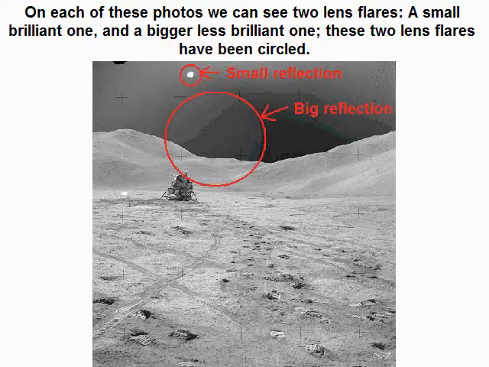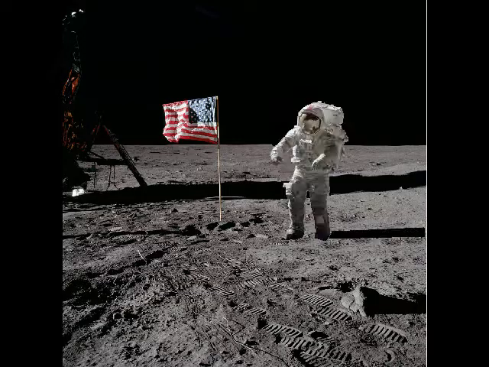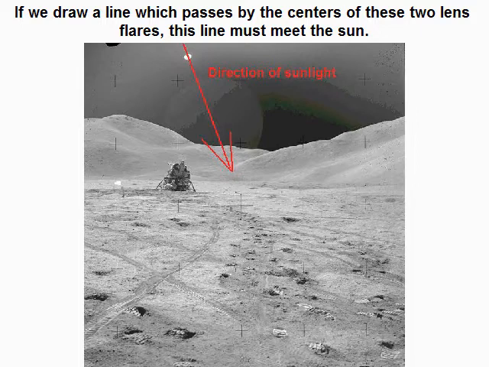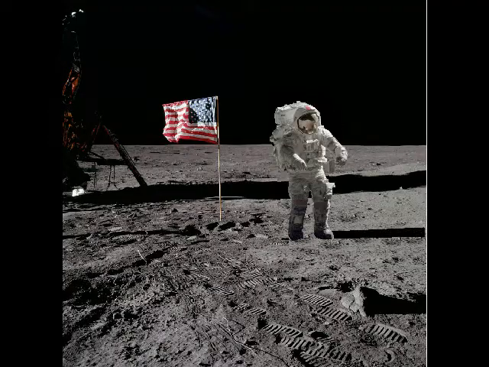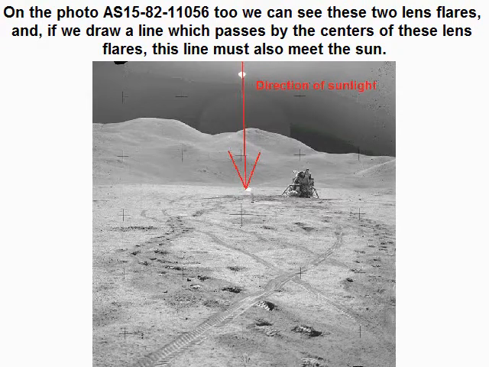On each of these photos we can see two lens flares, a smaller brilliant one, and a bigger less brilliant one. These two lens flares have been circled. If we draw a line which passes by the centers of these two lens flares, this line must meet the sun. On the photo AS1582-11056-2 we can see these two lens flares, and if we draw a line which passes by the centers of these lens flares, this line must also meet the sun.